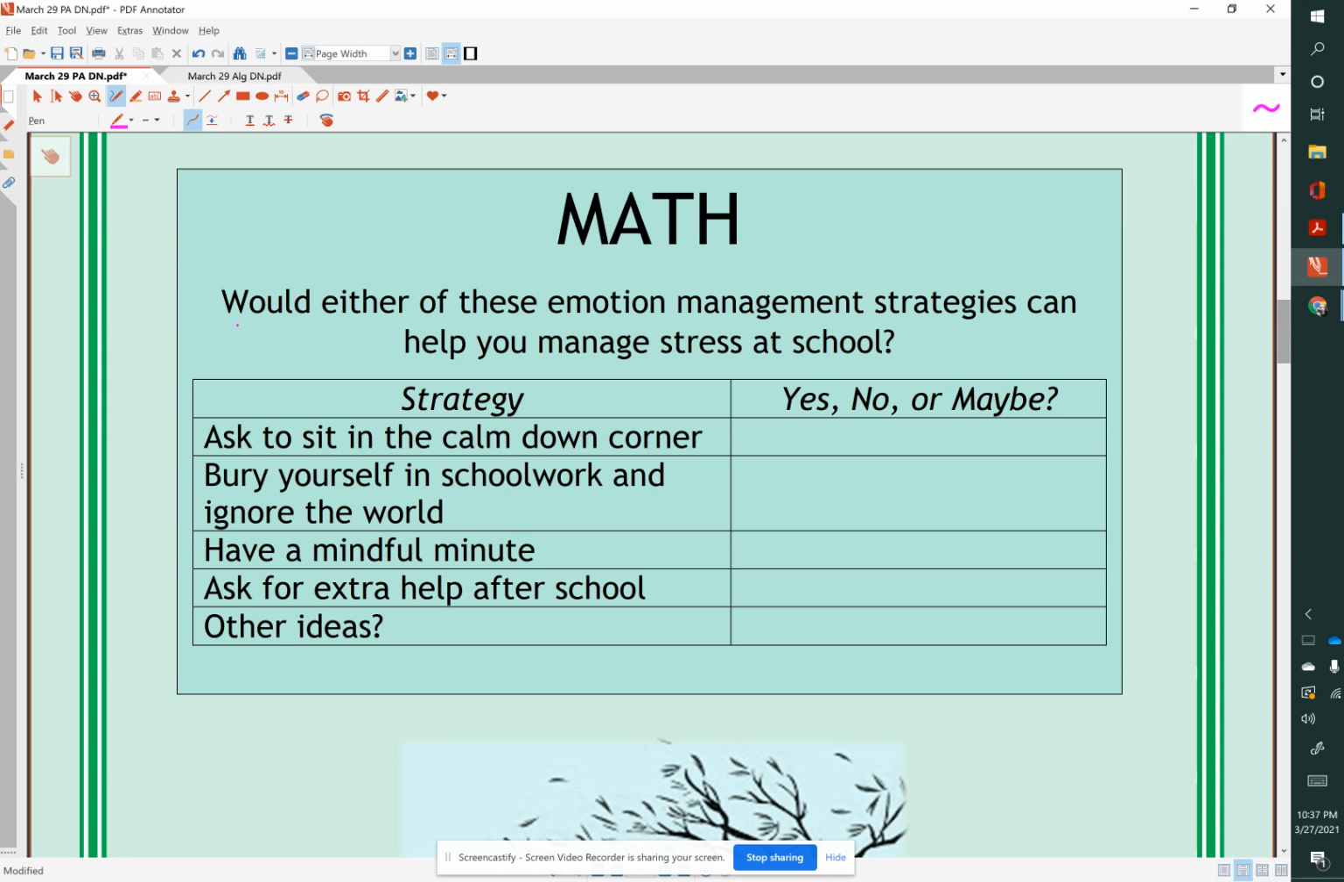So here's the question. Would either of these emotion management strategies, could any of them help you manage stress at school? Here we have sitting in the calm down corner. Would that help? Burying yourself in schoolwork and ignoring the world. Would that help? Would having a mindful minute help, or asking for help after school? Or do you have other ideas? So make sure you respond over here to those thoughts.